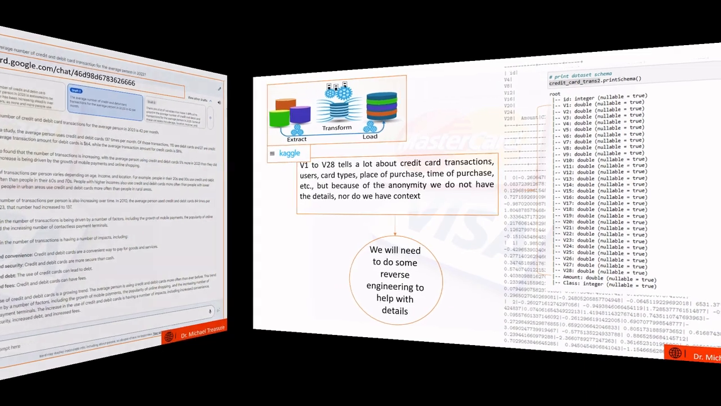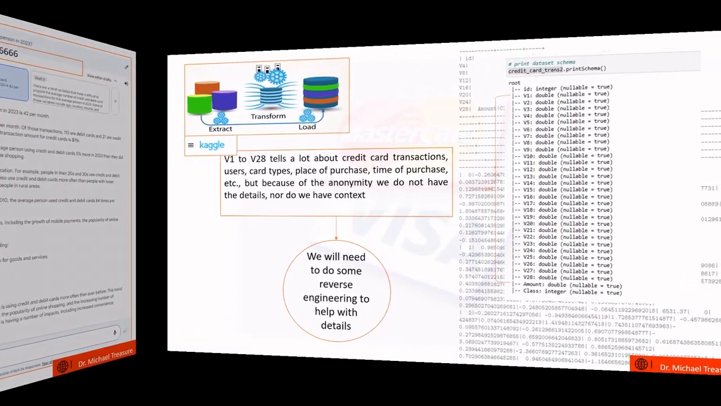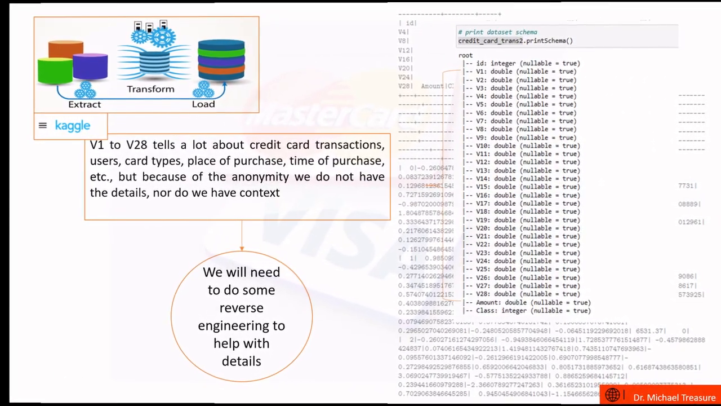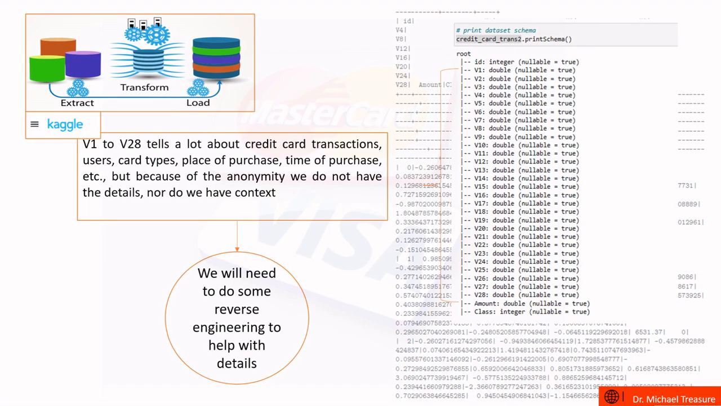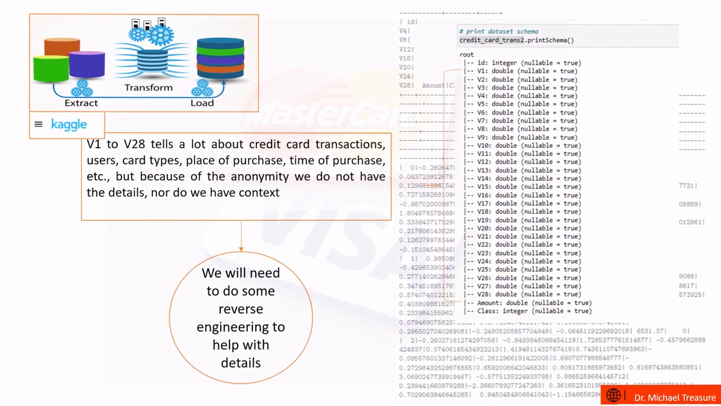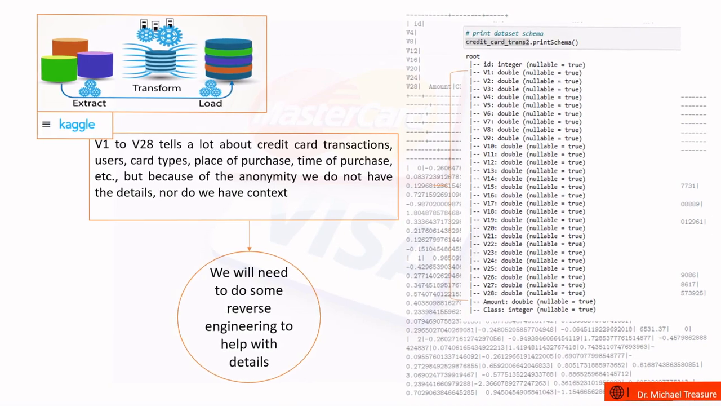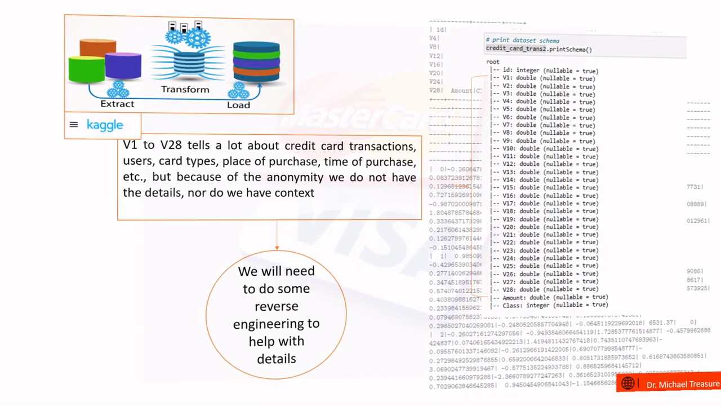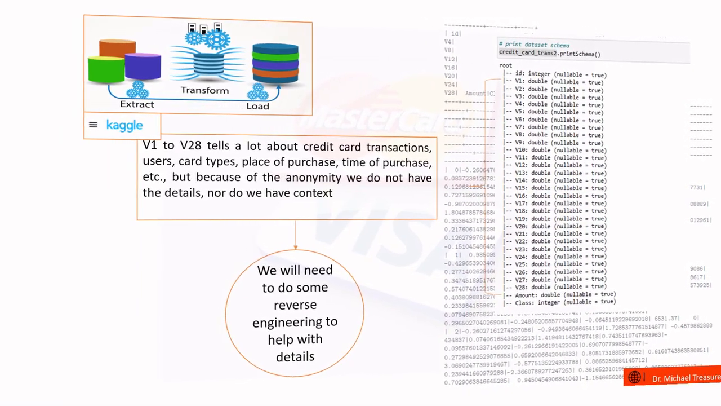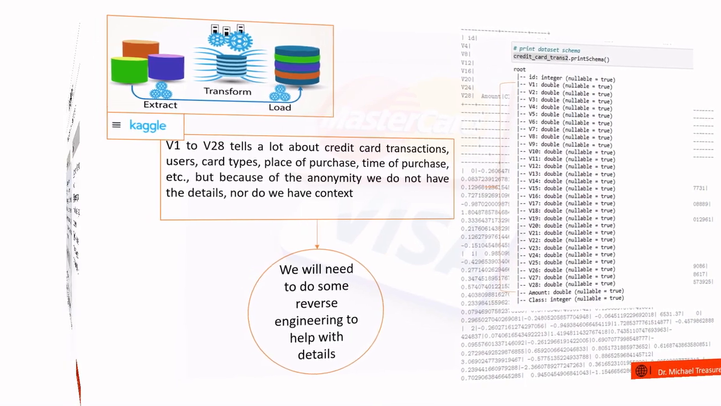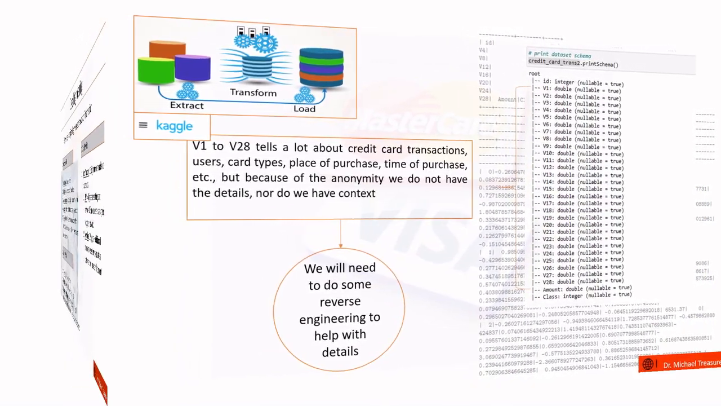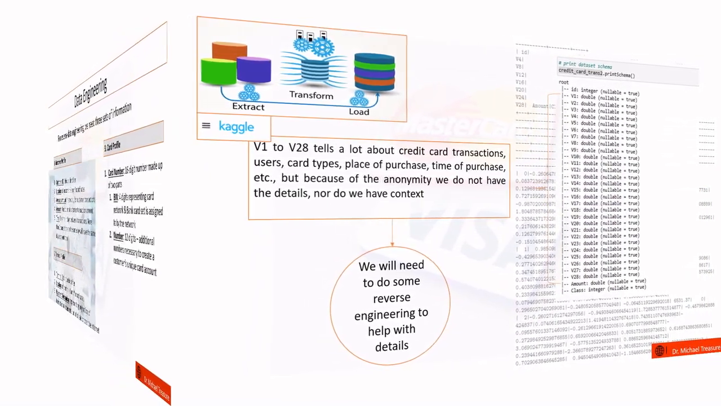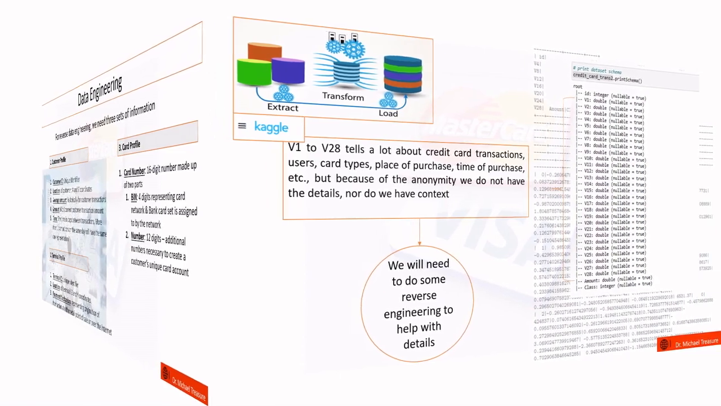This is what the Kaggle dataset looks like in terms of schema and records. According to the dataset providers, V1 to V28 tells a lot about credit card transactions, users, card types, place of purchase, time of purchase, etc. But because of the anonymity, we do not have the details, nor do we have context of the data. We're going to do some form of reverse data engineering to the Kaggle dataset.